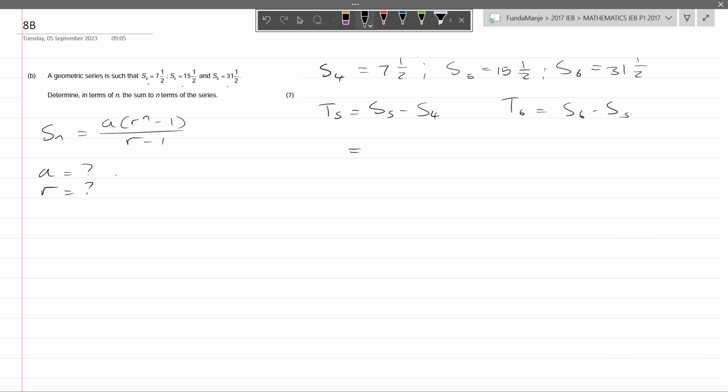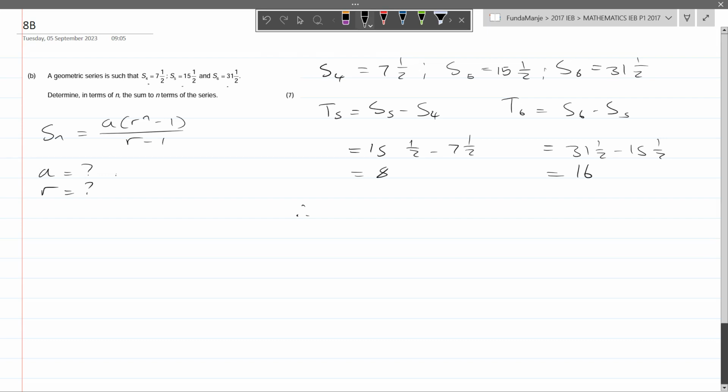And this will be 15.5 minus 7.5. This will give us 8. And then here we'll get 31.5 minus 15.5, and that will give us 16. So now we have the fifth term and the sixth term.